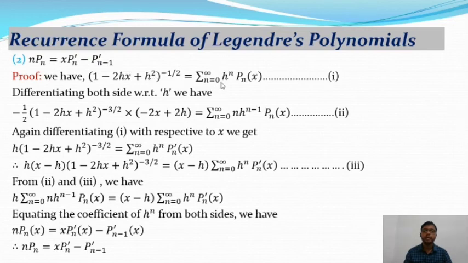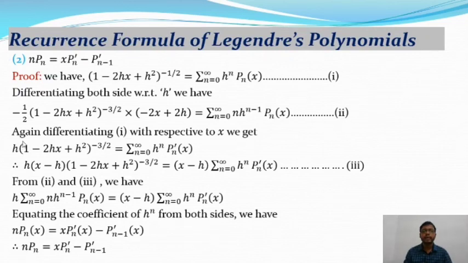Okay, and it is equal to, you know, summation over n is equal to 0 to infinity h to the power n into Pn of x. Okay, and we can write it as equation number 1. So now differentiating this equation with respect to h, we have minus 1 by 2 into (1 minus 2hx plus h square) whole to the power minus 3 by 2 into the derivative of the bracket. So the derivative of the first term is 0, the second term will be 2x, and the third term will be 2h. Okay, that is minus 2x plus 2h. That is equal to summation over n is equal to 0 to infinity n into h to the power n minus 1 into Pn of x, and we can write it as equation number 2.